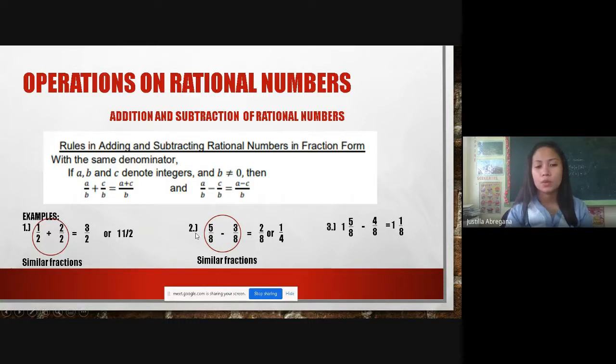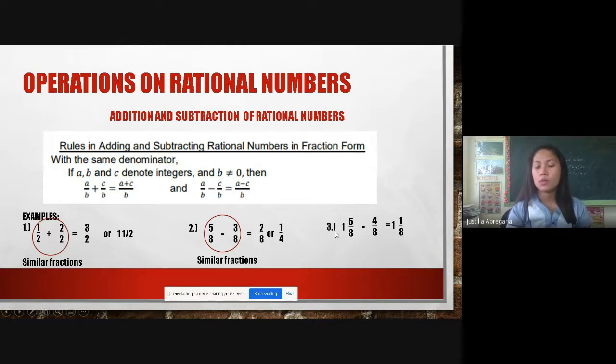Number 2, 5 over 8 minus 3 over 8. Notice that these denominators are the same. So this is classified as similar fractions. So we'll just copy 8, and 5 minus 3 is equal to 2. So 2 over 8 can be reduced because 2 and 8 can be divided by 2. So 2 divided by 2 equals 1. 8 divided by 2 is equal to 4. Okay, so the final answer is 1/4.